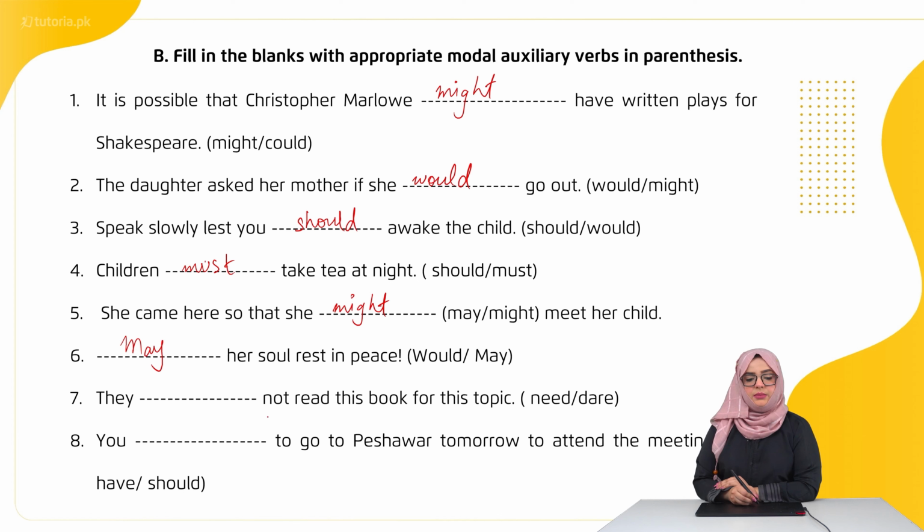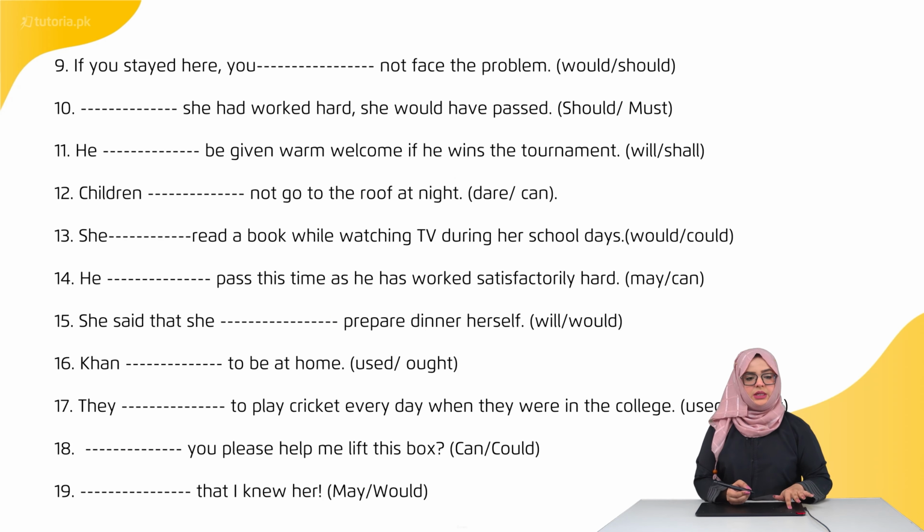Seventh is, they blank not read this book for this topic. They need not read this book for this topic. Eighth is, you blank to go to Peshawar tomorrow to attend the meeting. You will have to go to Peshawar tomorrow to attend the meeting.